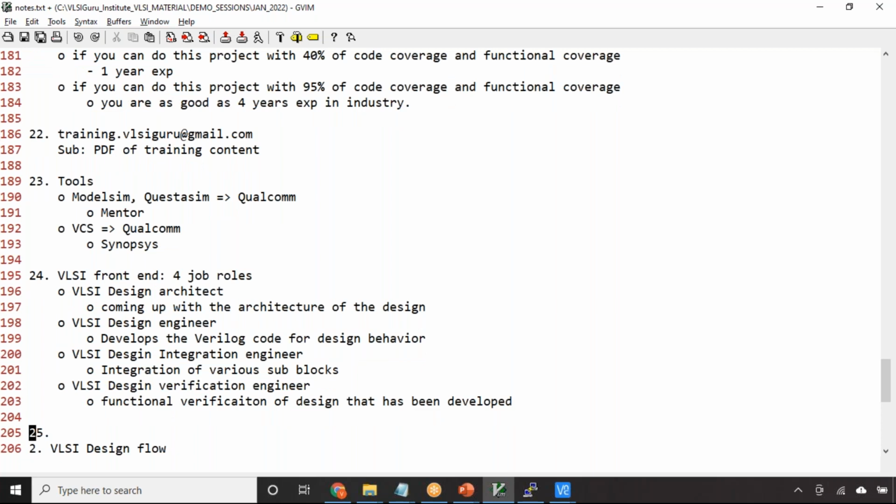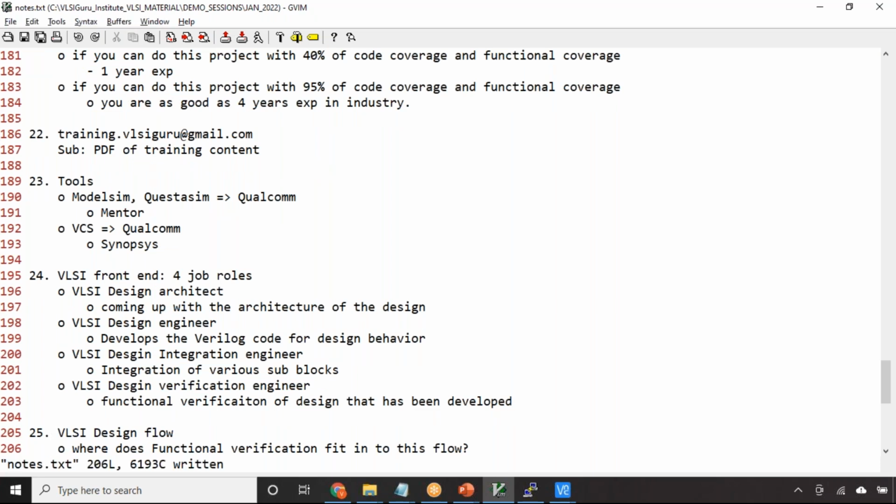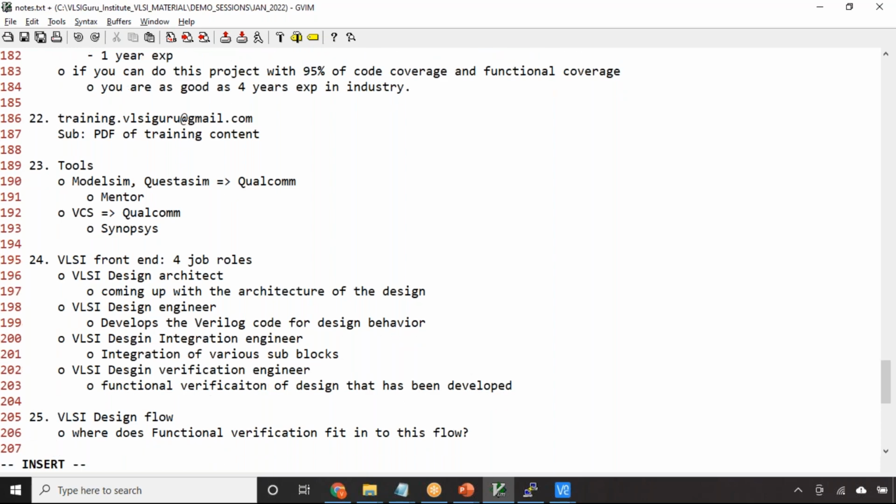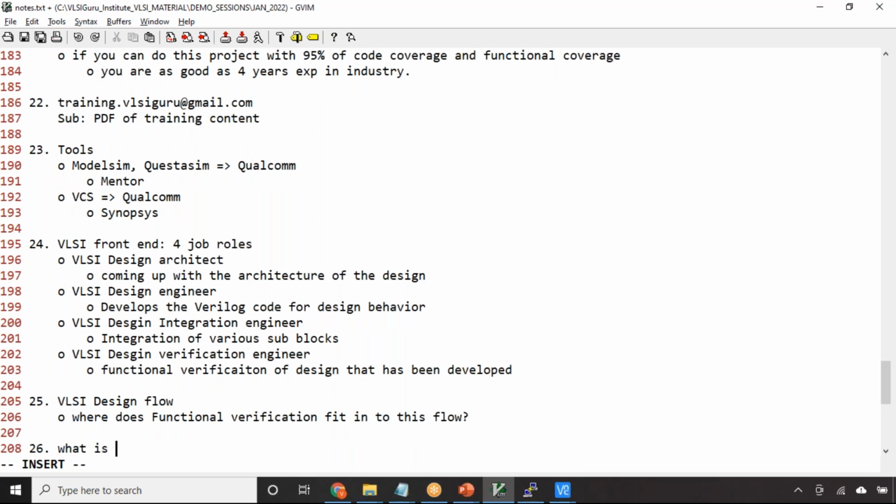Now, let us get into the next aspect of the training. We'll do only another 15 minutes and then go for a bit longer break. As you know, today's session is a functional verification introduction session. So it is good for us to start off by understanding the VLSI design flow and then understand where functional verification fits into this flow. First, let us understand what the VLSI design flow is.